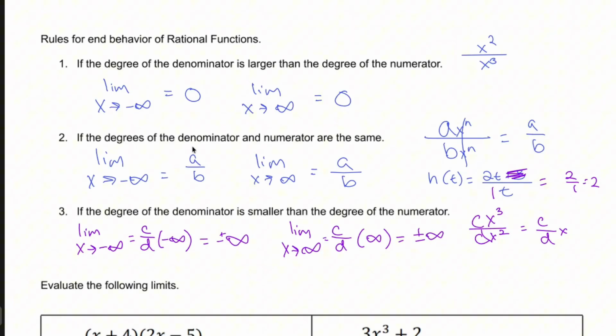So simply put, if the degree is higher on the bottom, it's automatically zero. If they're the same, go to your leading coefficients, turn it into a fraction, that's your guy. If it's higher on the top, then you simplify the leading terms, plug in infinity, and see what you get.